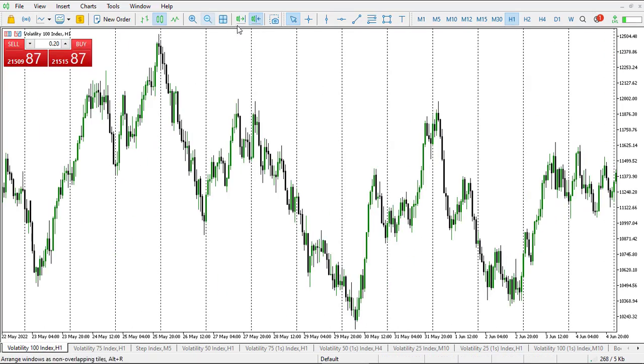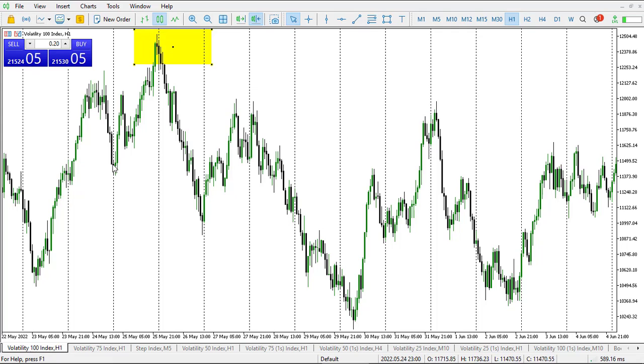I want to start here. This is where we are right now. So what does V100 do? It breaks structure like this. When V100 breaks a low or a high, please note, that is a very strong signal that you should not ignore.